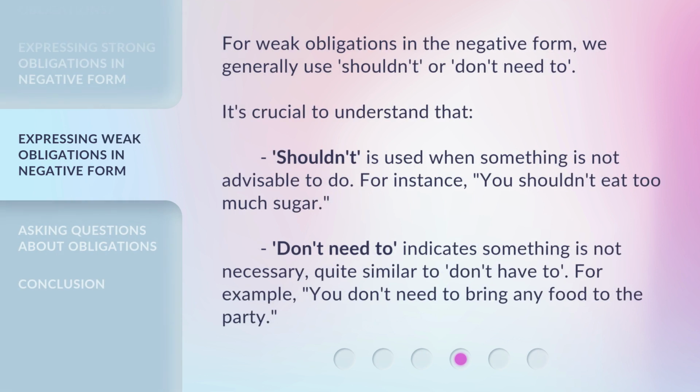For weak obligations in the negative form, we generally use shouldn't or don't need to. It's crucial to understand that shouldn't is used when something is not advisable to do. For instance, you shouldn't eat too much sugar. Don't need to indicates something is not necessary, quite similar to don't have to. For example, you don't need to bring any food to the party.